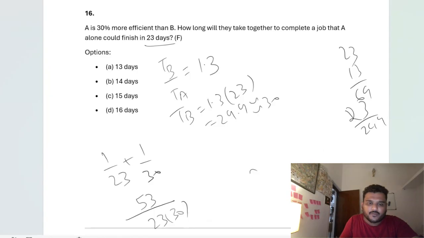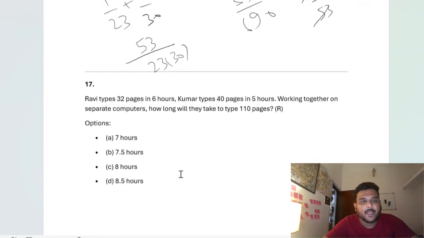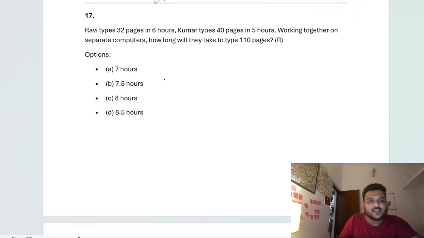So 690 by 53. This is the total number of days. How did I tell you to find the total number of days? 1 by A plus 1 by B is equal to 1 by X. So X is the combined number of days that they take together. So I need to find out 690 upon 53. This is 16, 160, almost 13 point something. So this is how you solve a question like this. Question number 17, let's do it.